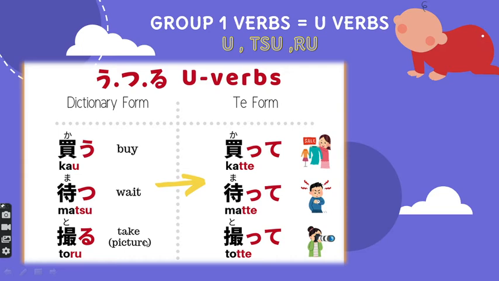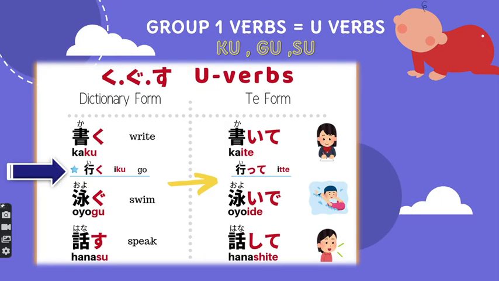So matsu. The tsu at the end will get converted into te. So matsu will become matte. I'm waiting. I'm still waiting. Okay. Toru. Toru is to take pictures. Okay, only in the sense of pictures. So toru will become totte. Totte. Okay. So I think this was easy.